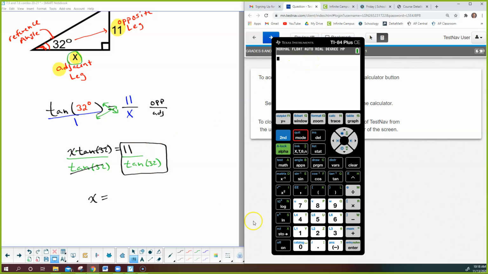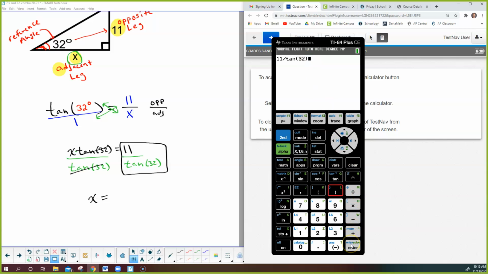All right, so now what we're going to do is take 11 divided by the tangent button. If you have a non-graphing calculator, you may or may not have the tangent button on there. We have to find it, but that's the one that just says tan. Then type in the 32 degrees, and it will start the parentheses. You should always end it after the 32.